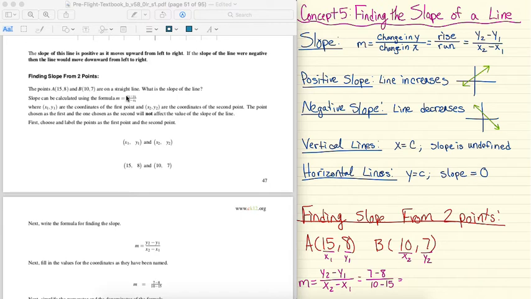So 7 minus 8 is negative 1. 10 minus 15 is negative 5. Doing a little bit of simplifying, negative 1 divided by negative 5, I have a negative divided by a negative, which means I really am dealing with a positive 1/5. So that is my slope. I know I have m equals at the beginning, but because I'm going to box my answer up here, I'm going to put m equals at the end as well. So my slope between these 2 points is 1/5.